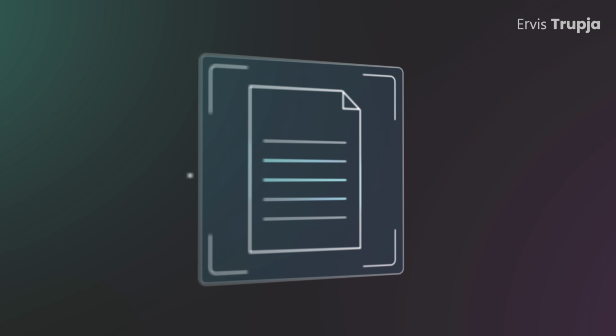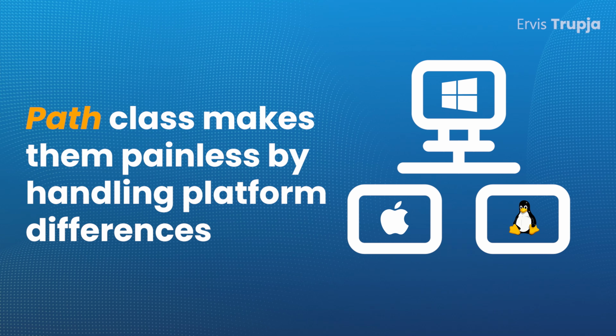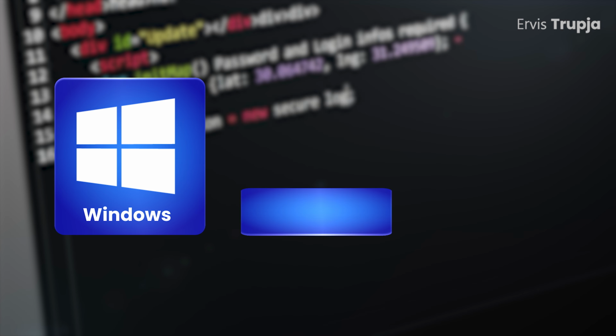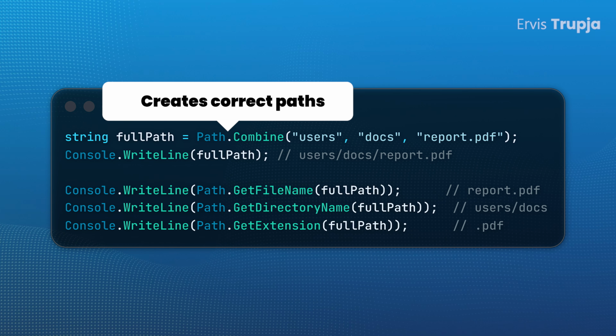File paths can be tricky across different platforms with different separators and conventions. The Path class makes them painless by handling platform differences automatically, so your code works on Windows, Linux, and Mac without changes.